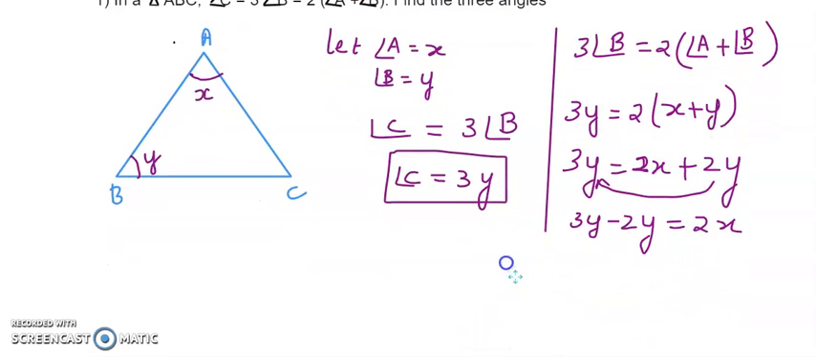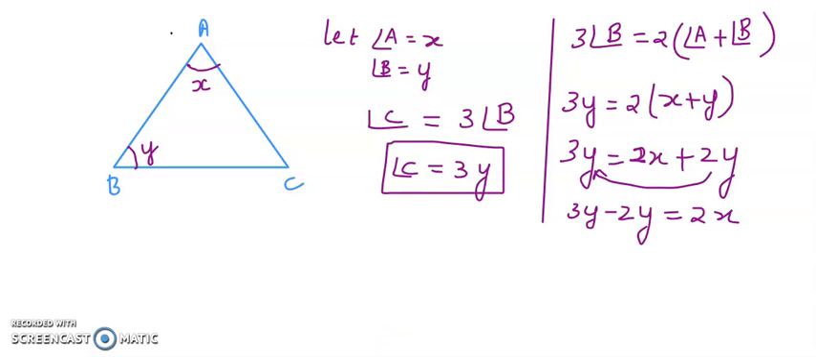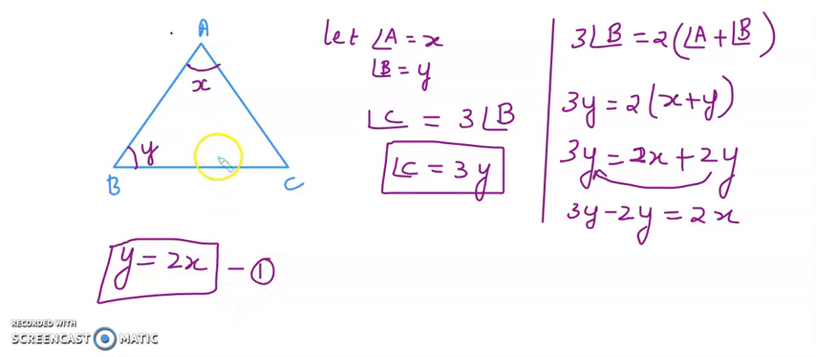So are we getting a relationship here? What type of relationship are we getting here? 3y minus 2y equals 2x, so we are getting y equals 2x. This is my first equation. Now it's a triangle, right? So what is the rule for the angles of a triangle? The sum of all the three angles of a triangle adds up to what? Yes, it's 180. So I got my first equation, y equals 2x.